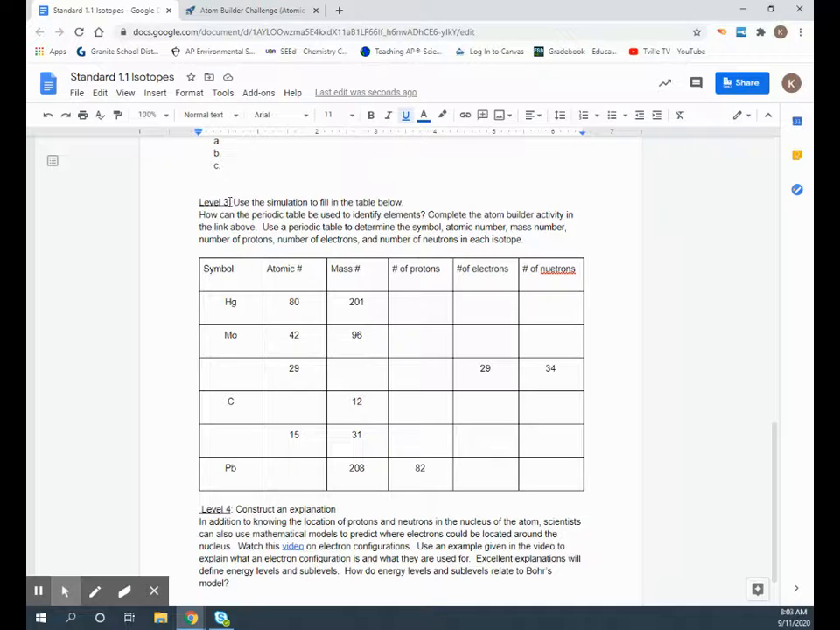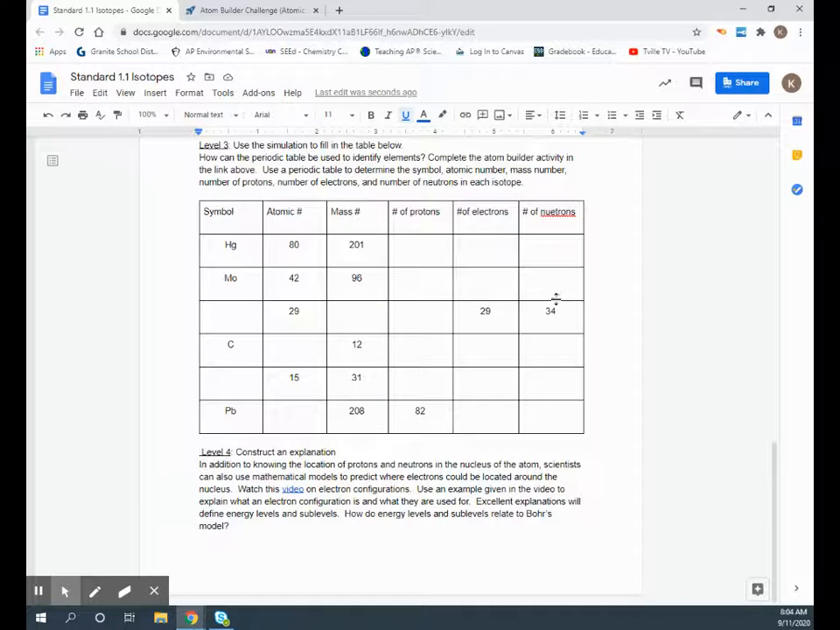And then for the level 3, there's this table where you are going to construct different elements based on the number of protons, based on their mass numbers, and then in the table fill in the missing number of protons, electrons, or neutrons. If you want to get the level 4, which is the highest score, there's an additional task here that you can read through, watch the video, and summarize what you've learned from this video on electron configurations. Talk about how it relates to the models of the atom we've been discussing.